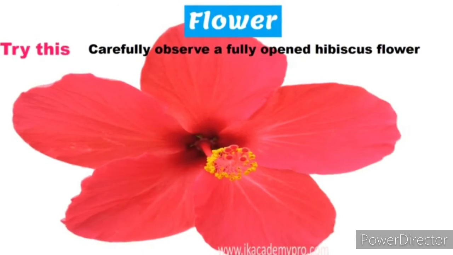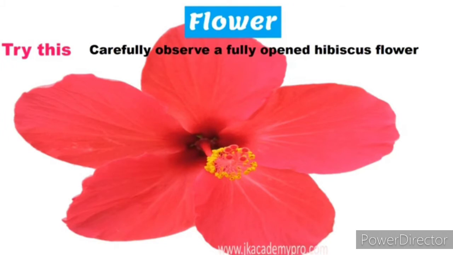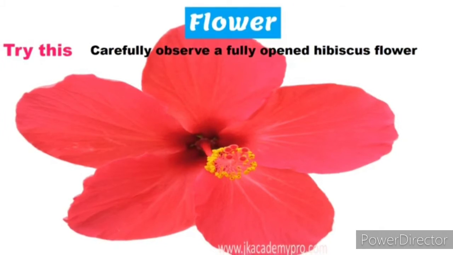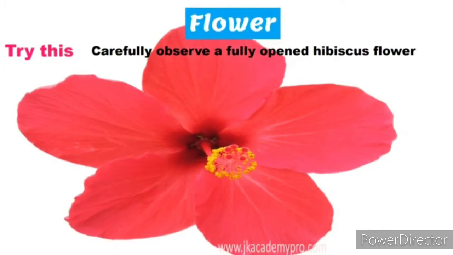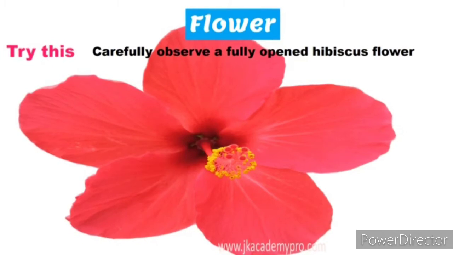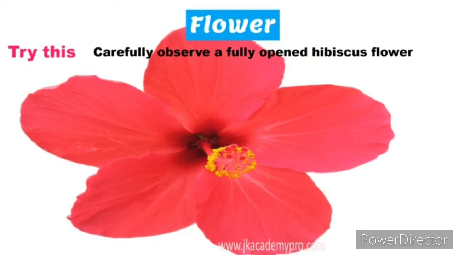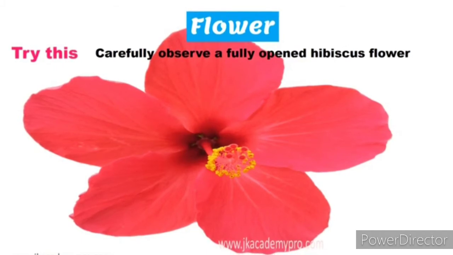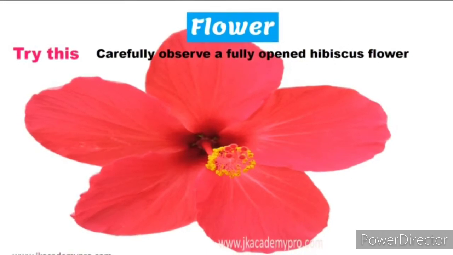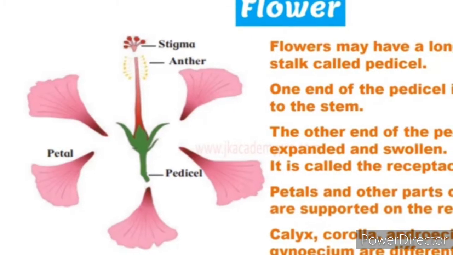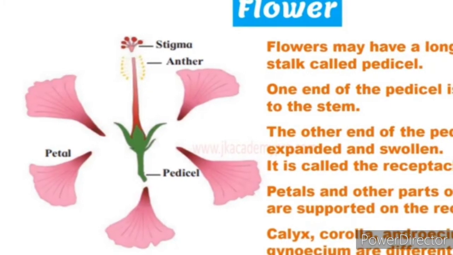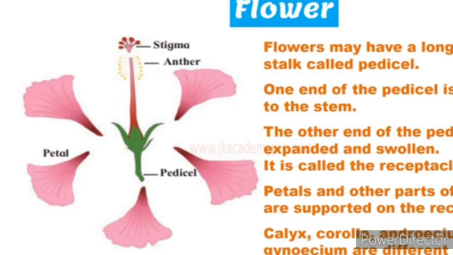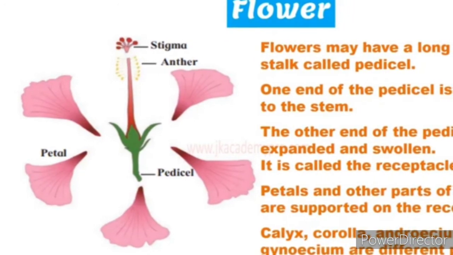So see the flower. Take a hibiscus flower for our study and you have to see it very carefully. Now detach each part of a flower very slowly because flowers are very delicate, and observe the parts of the flower. You will see parts this way in the picture shown. Now see the parts of the flower.